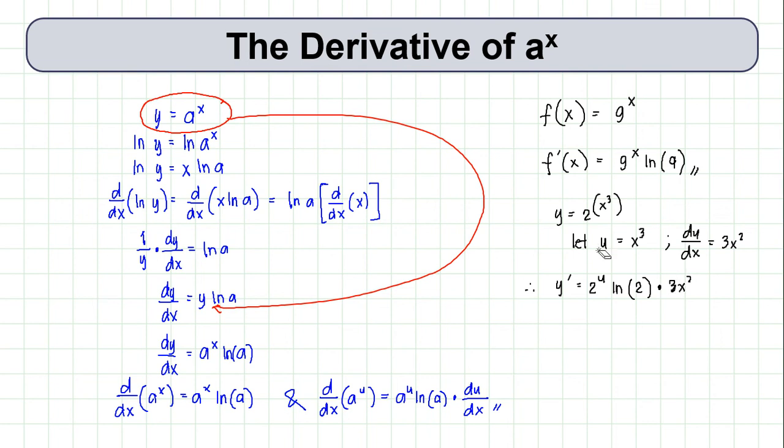Doon pala, pinalitan ko na. Palitan na natin. 2 to the x is 2 to the x cubed. Ln of 2 times 3x squared. Simplify natin. This will now become equal to 3x squared, sorry, that's 3x squared times 2 raised to x cubed ln of 2. Okay? So, ganyan lang siya.